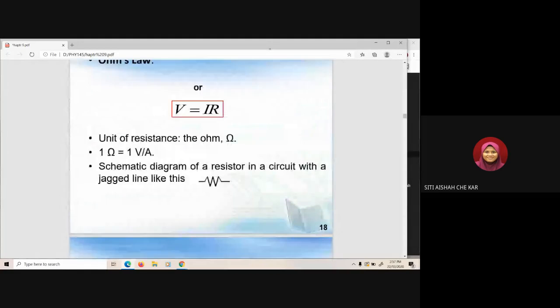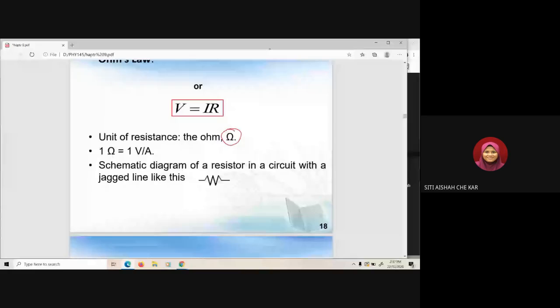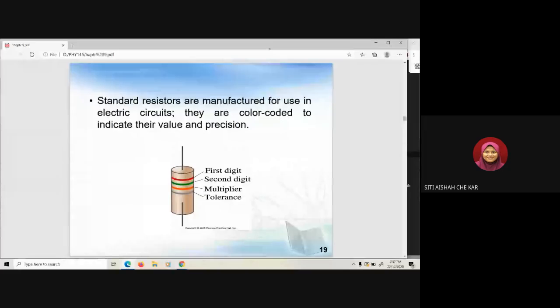Okay, untuk resistor, the unit is ohm. The unit is ohm. Okay, this is an example of a resistor. So if you are doing a lab, in any lab, kita biasa pakai resistor ni lah. Kita panggil apa nama resistor ni?